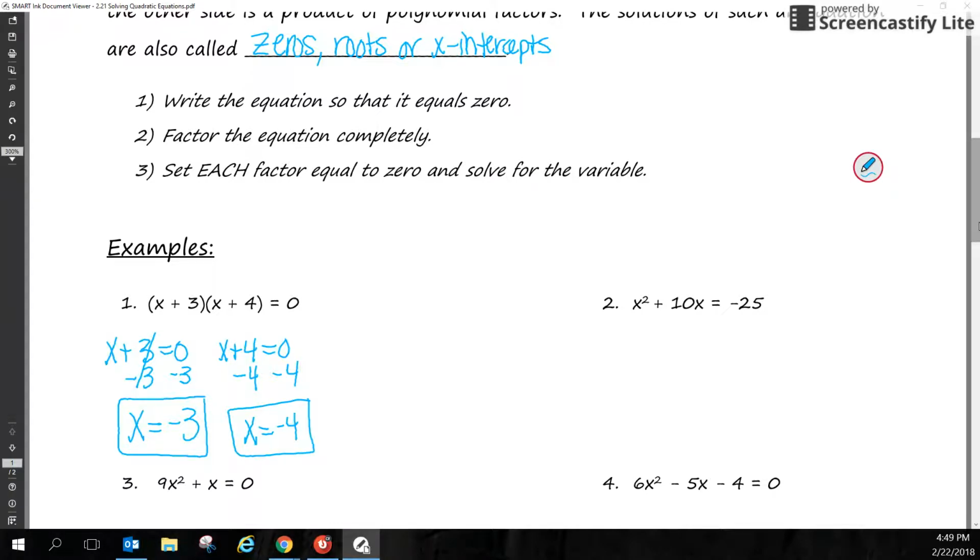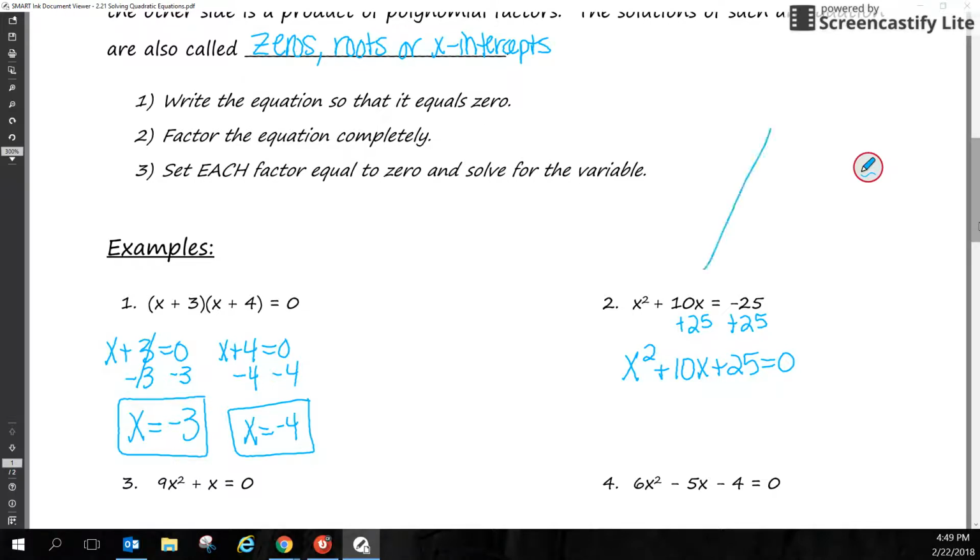All right, number 2. Well, let's go back to our steps. Write the equation so that it's equal to 0. This guy is not equal to 0, so I need to move this 25 to the other side so that I get 0 over here. I'm going to add 25 to both sides. So I get x squared plus 10x plus 25 is equal to 0. That was step 1. Step 2 says factor the equation completely.